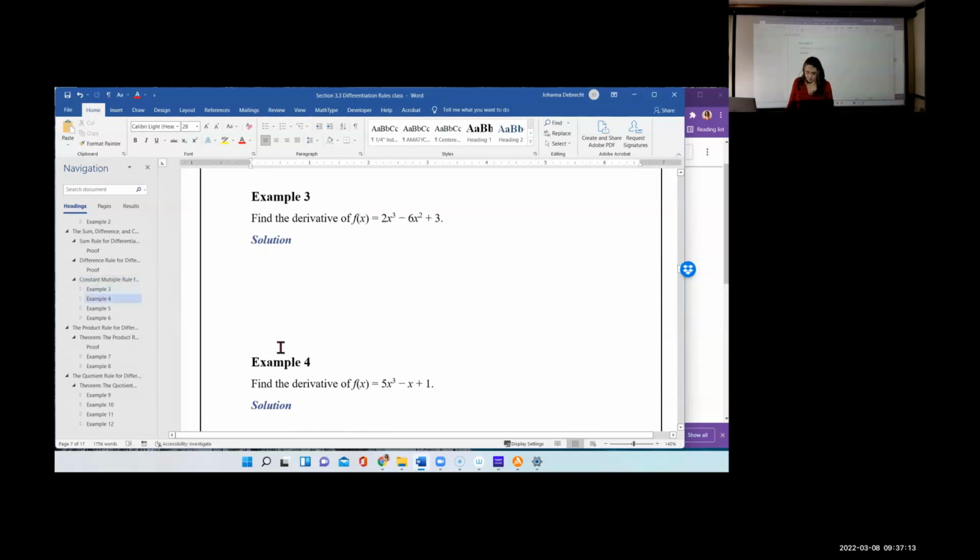Okay. So let's apply this to a couple of examples. We have example 3. So take a minute here and go ahead and find the derivative on example 3 and example 4. So I'll give you a minute to do those.